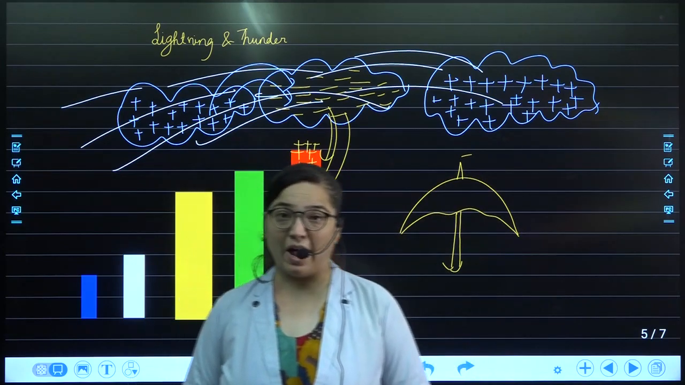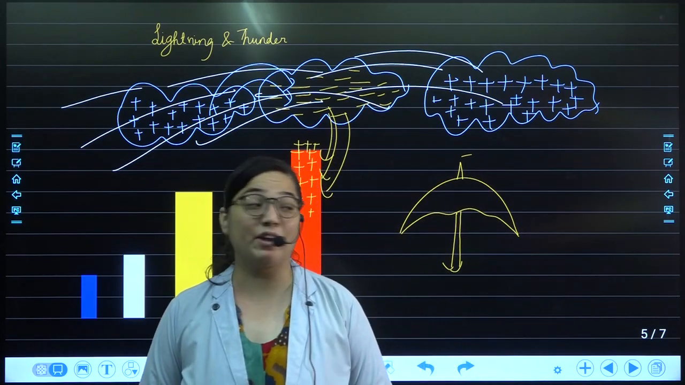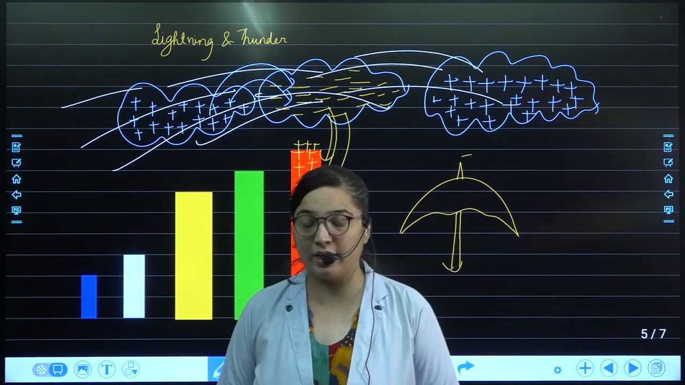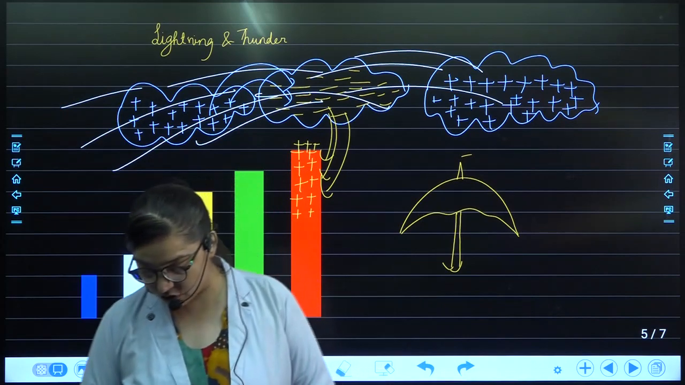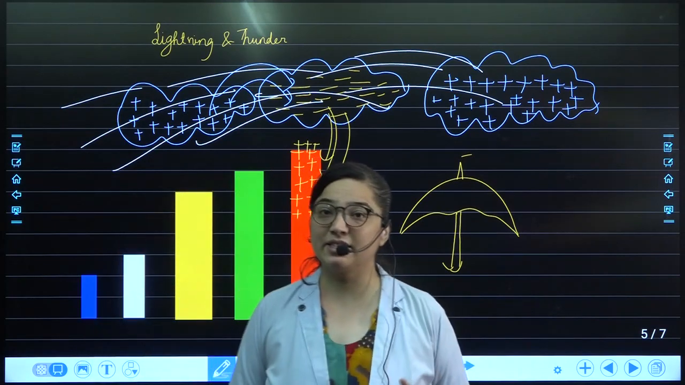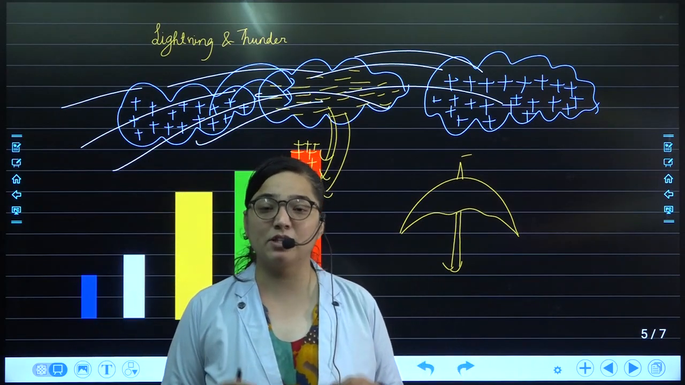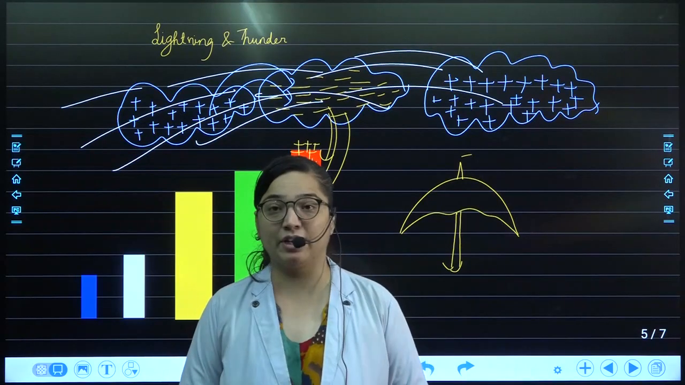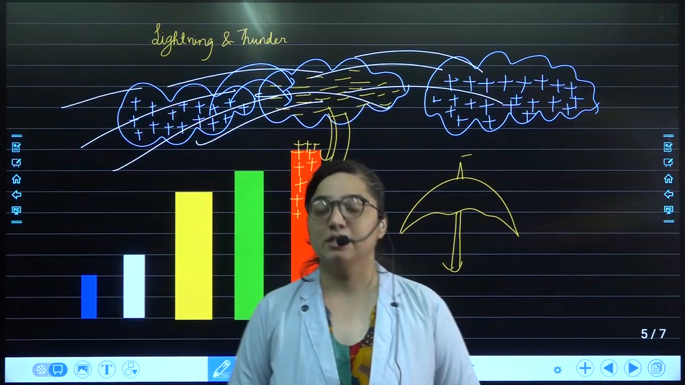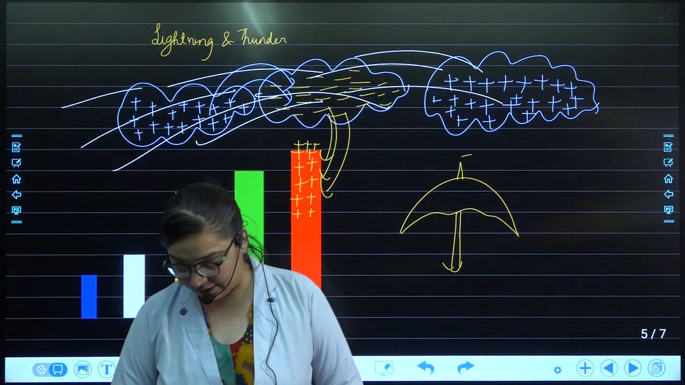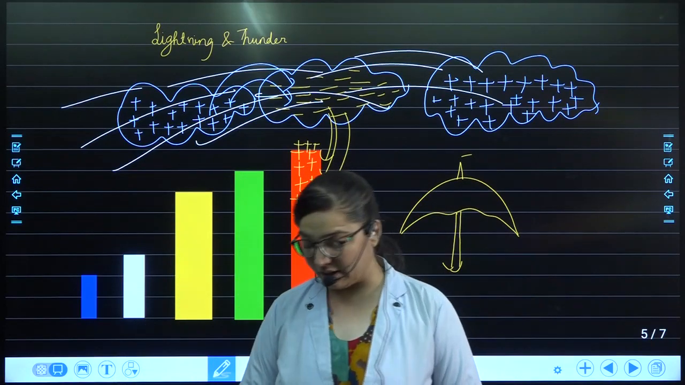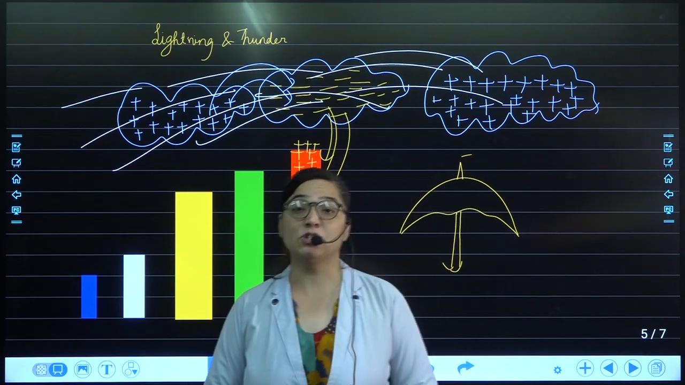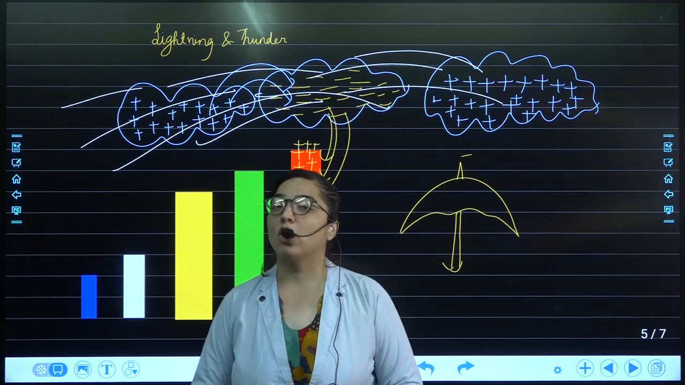Next is don't stand under the tall trees or near the electric pole or near the metallic railings of your house, anywhere. Next, do not lie on the ground. Instead of it, just sit and put your head between your knees so that your head will be safe. Next, if there is no shelter around, then you can take the shelter only under the shorter trees. That will be helpful.